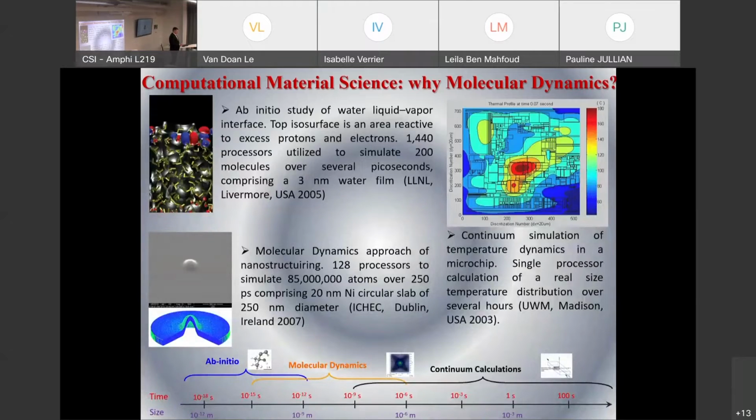So what is computational material science? In general, it can be divided into three large computational science areas. The simplest probably, and straightforward in application, is continuum simulations based, for example, on the diffusion equation or wave propagation. This is an example of application of continuum simulations to temperature dynamics on a real microchip. This can be implemented in a straightforward way and performed on a single processor, resulting in fast, efficient calculations on the real dimensions.